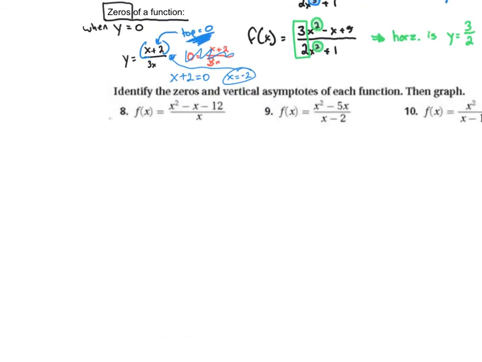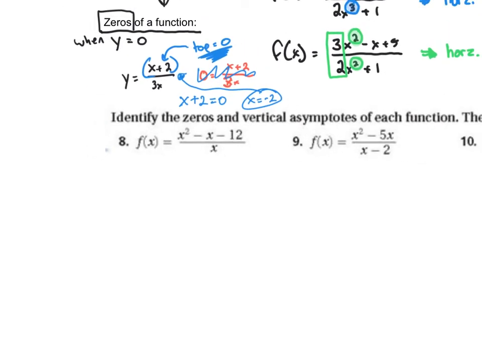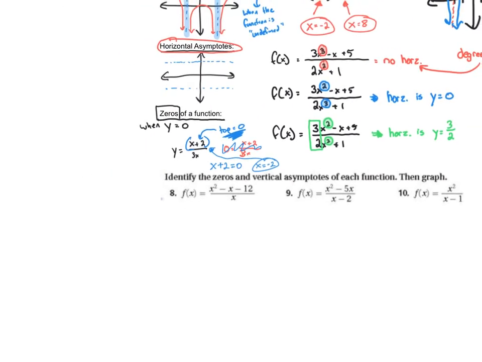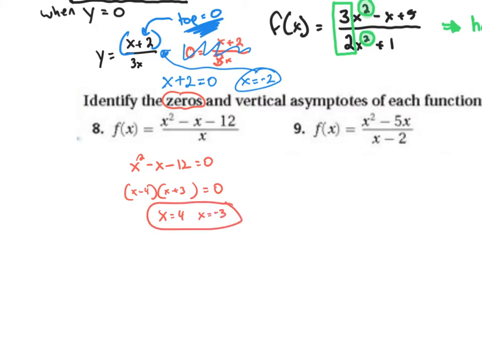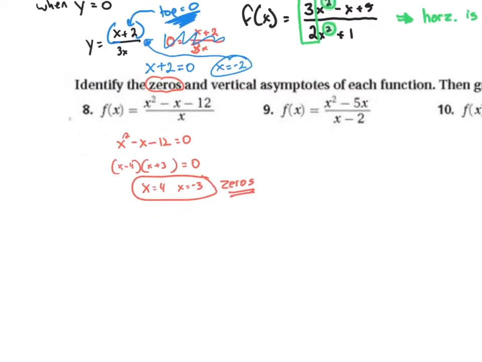Let's do some problems. Identify the zeros and vertical asymptotes, okay? So the first thing, in order to find zeros, we are going to take the top, x squared minus x minus 12, set it equal to 0, and go. In order to solve, we're going to have to factor: two things that multiply to -12 and add to -1. It's going to be (x minus 4)(x plus 3). So x is equal to 4, and x is equal to -3. There are my zeros, that's where they would occur on the graph.